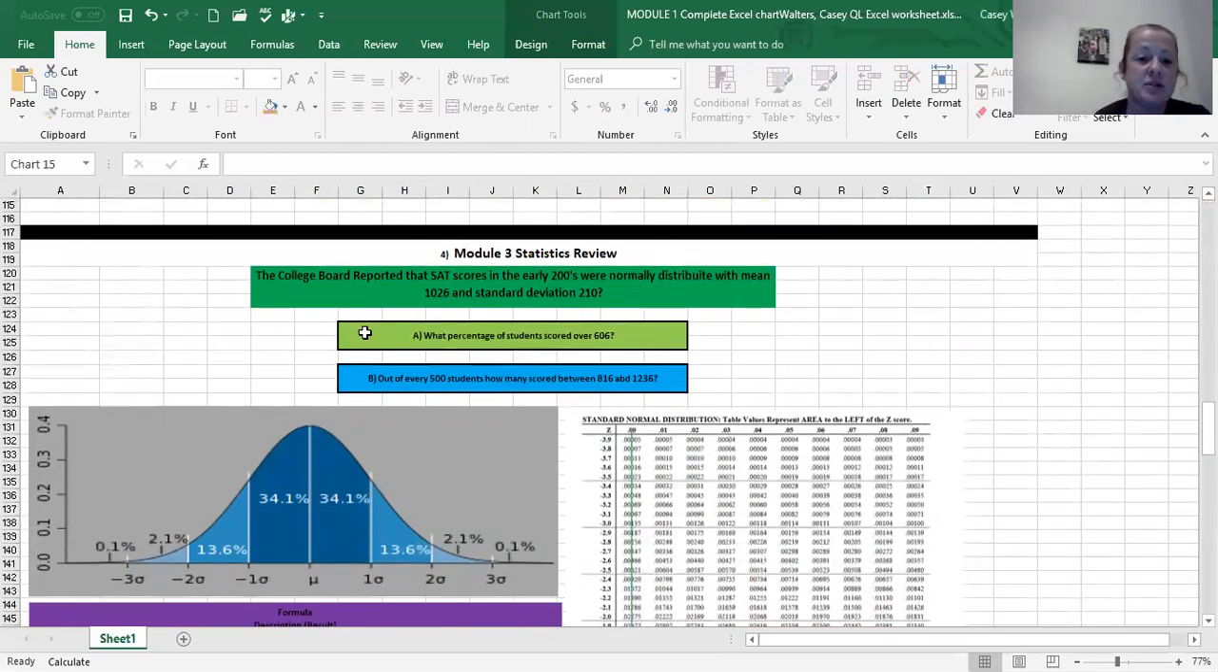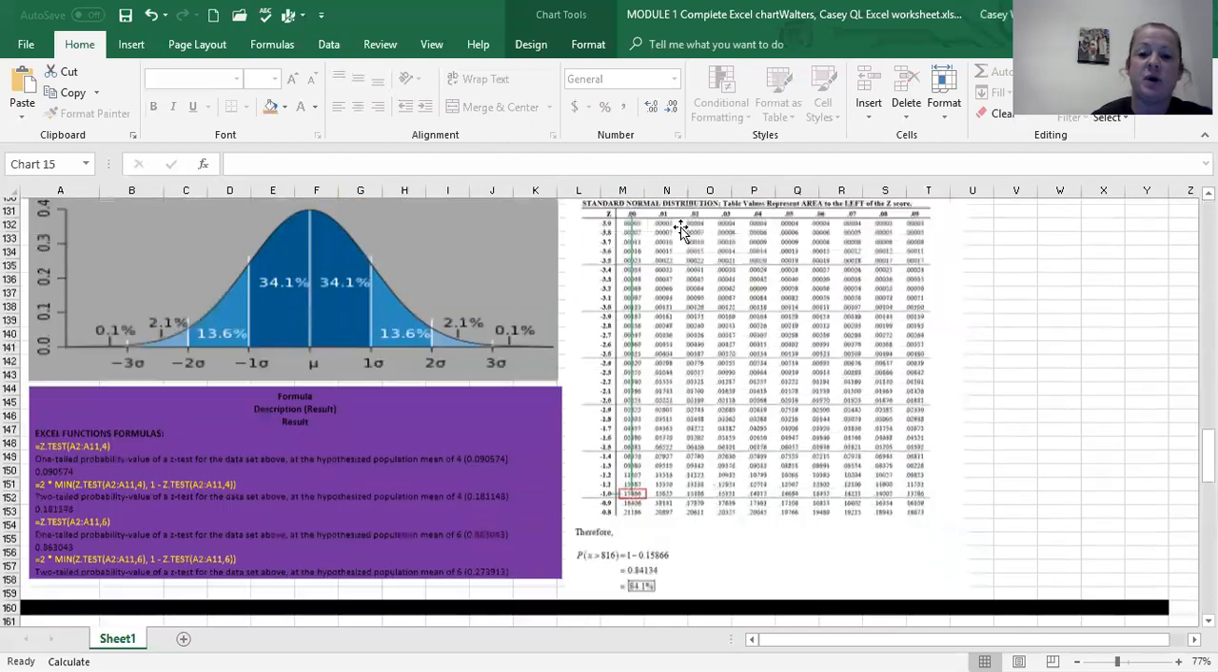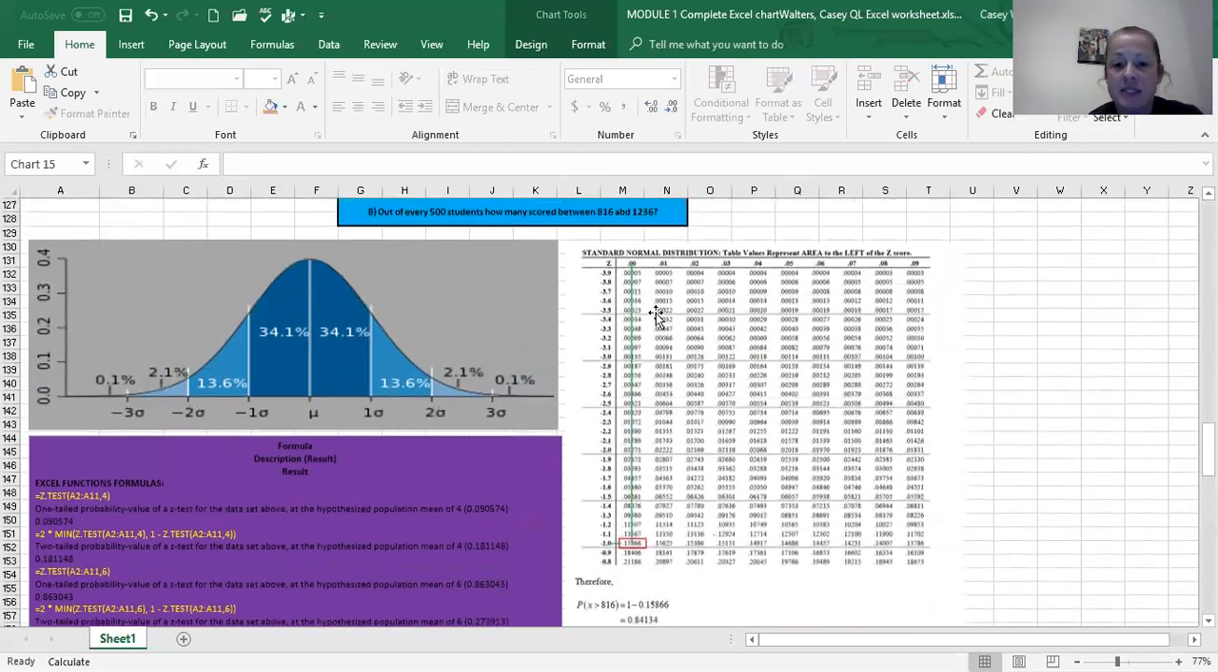And then we go on to another statistics review, and we were just given an example. The College Board reported the SAT scores in the early 2000s were normally distributed with a mean of 1,026 and a standard deviation of 210. What percentage of students scored over a 606? And then out of every 500 students, how many students scored between an 816 and 1236? So I have a table right here that I made in Excel.